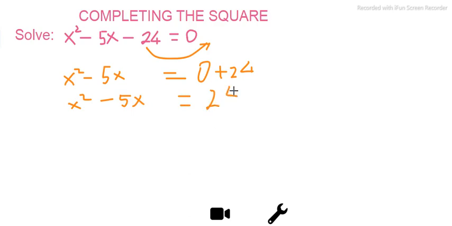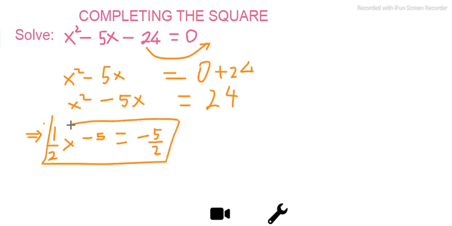Then the next thing is you will take half of the minus 5. That means you multiply that minus 5 by half. What will this give us? It will give us minus 5 over 2. What we now do is add the square of this to both sides.